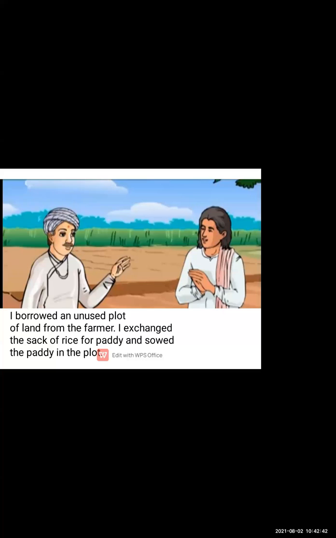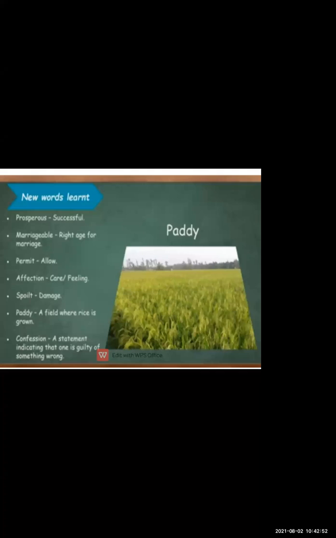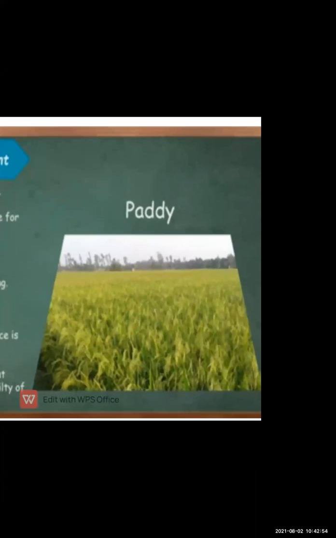Students, here the youngest one said that in exchange for the sack of rice, he got paddy. Now, paddy means what, students? Paddy, as you can see in this picture, is a field of land where the seeds are already planted, and the place where the crops start to grow. That we call a paddy.